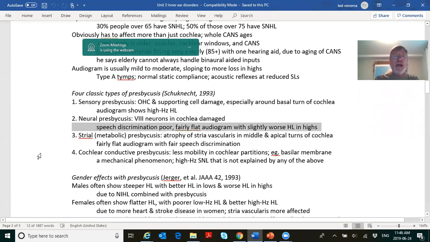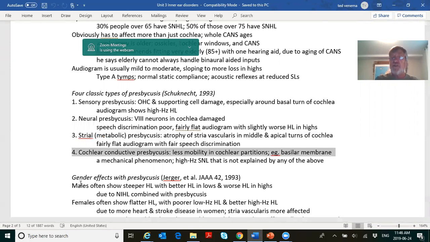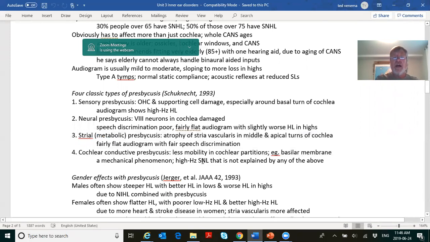And then you had a fourth category, which was like a garbage can category, audiograms that didn't fit into any of the above. High frequency sensory neural loss that's not explained by any of the above. So it could be less mobility in the basilar membrane, less mobility of the oval window. Some of the moving parts of the cochlea might be kind of seized up. A cochlear conductive or cochlear mechanical presbycusis. So there's your 4 general types of presbycusis.